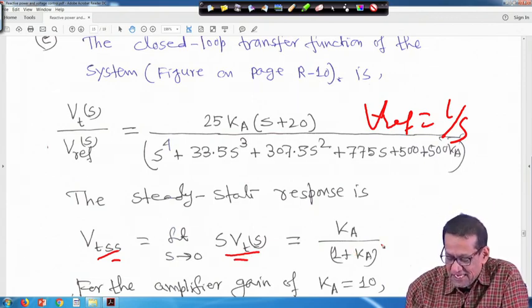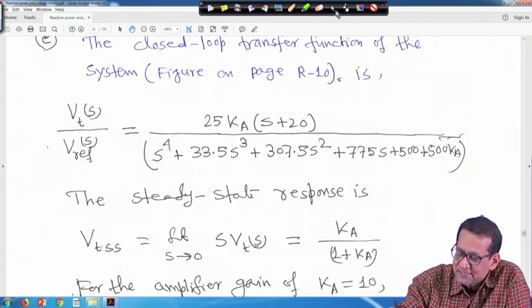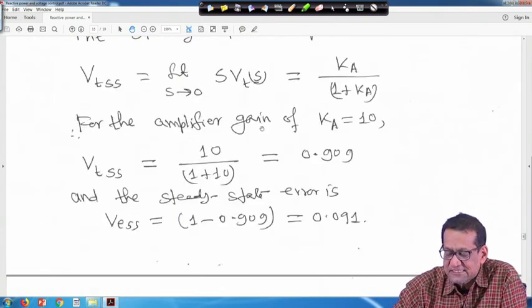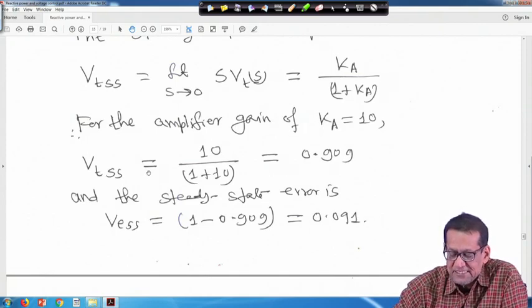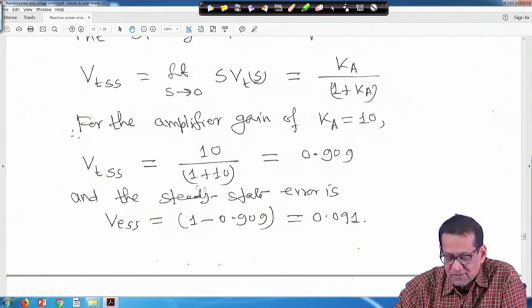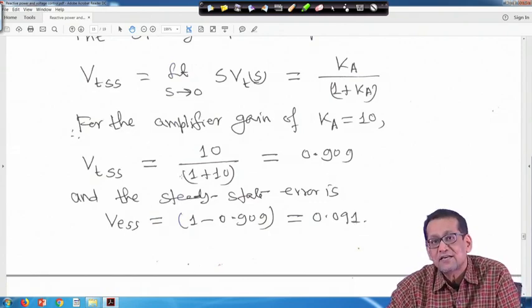It is given that for k is equal to 10, we find the steady state value. For k equal to 10, it will be 10 upon 1 plus 10, so 0.909, that is the steady state VT. The steady state error will be, because it is 1 per unit voltage, 1 minus 0.909, so 0.091. So, steady state error is quite high, right.